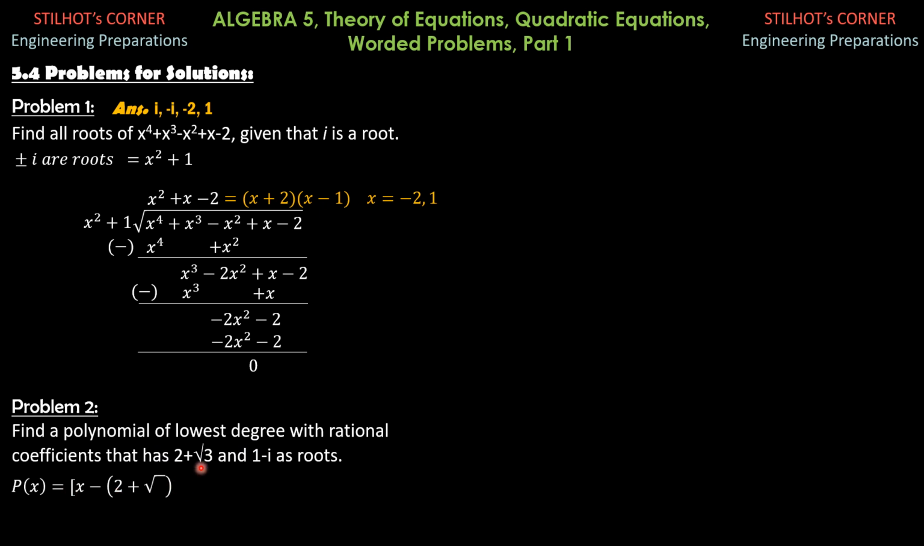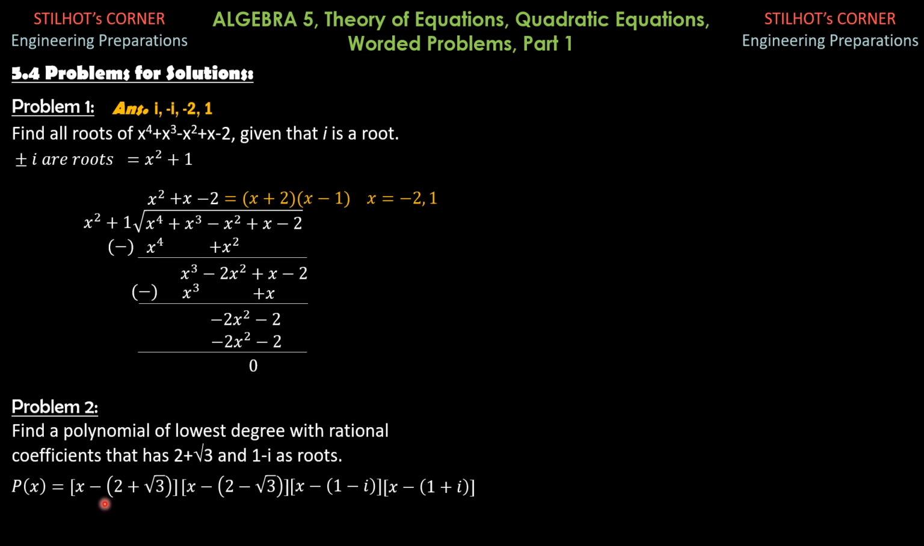So writing it in factored form: x minus quantity 2 plus square root of 3 for this, and the other root is 2 minus square root of 3, so x minus quantity 2 minus square root of 3. Then for this root, x minus quantity 1 minus i, and because the other root is 1 plus i, it is x minus quantity 1 plus i.